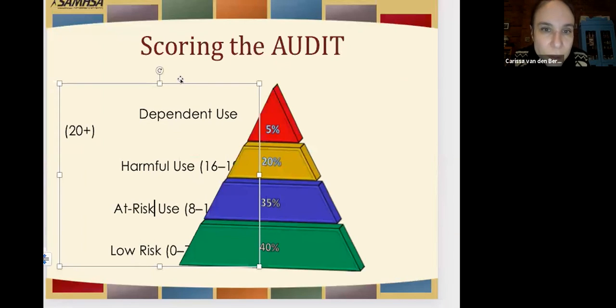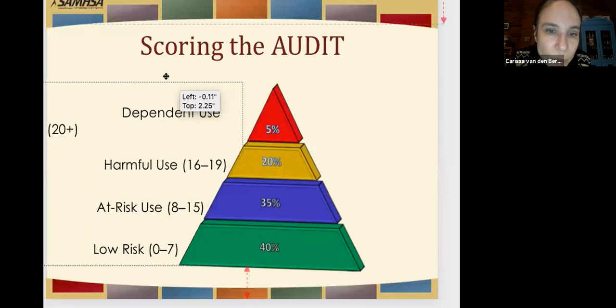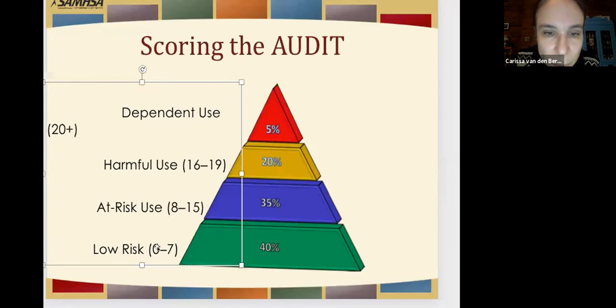I'm sorry if you can't see this as well, I'll move that. So you see, if people get a score of 0 to 7, they don't need to be worried. If they get a score of 8 to 15, these are the at-risk groups. These are the ones, the health issue group, where you start to talk about reducing the amount they have. This is the harmful use group. So this is the one where they're abusing alcohol and causing a lot of problems for themselves.